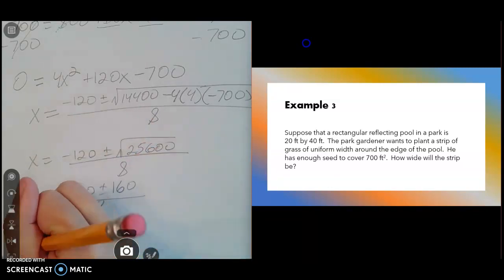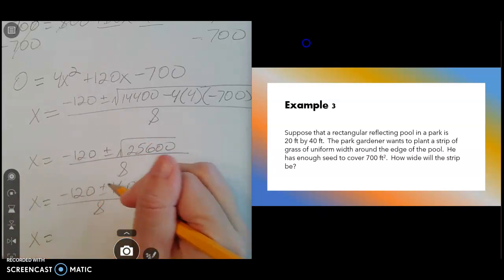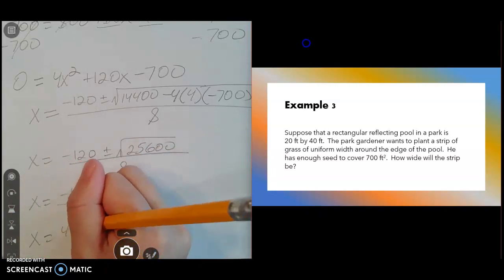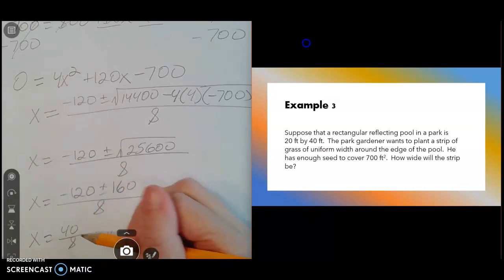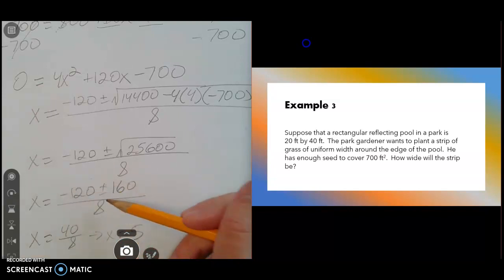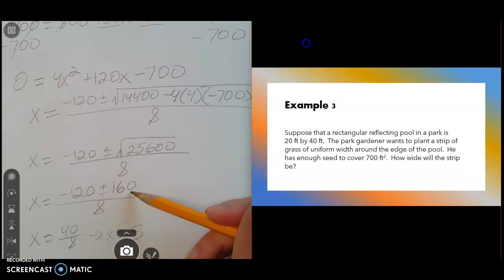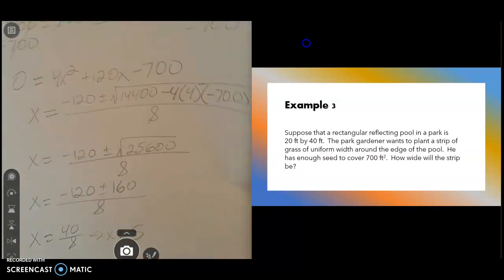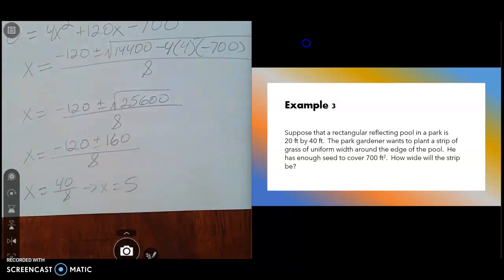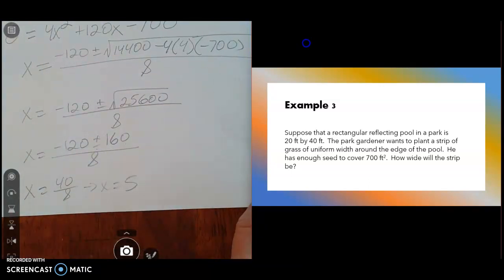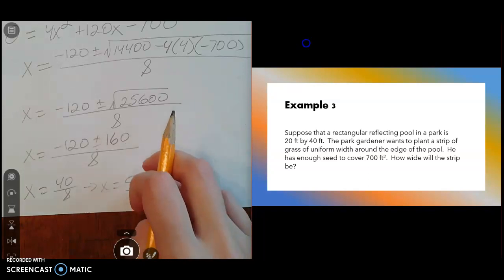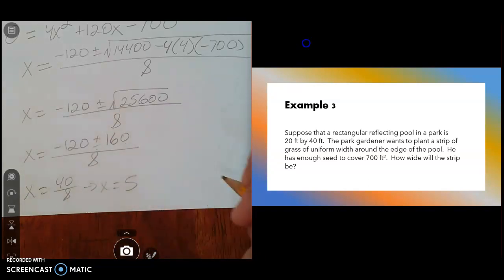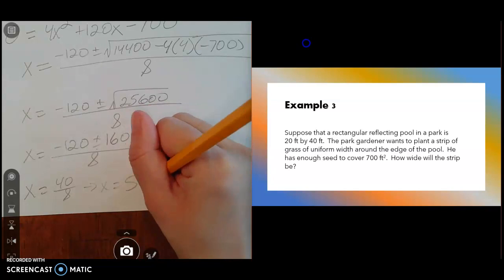And so then we have our two answer choices. We can do negative 120 plus 160, which gives you 40, divided by 8, which would give you 5. Or you could do negative 120 minus 160, which would give you a negative answer, which would give us a negative width, which just does not make sense in the context of our problem. We should have a positive value for our width. So the only answer that makes sense in the context of our problem is x equals 5. So the width of the strip should be 5 feet.